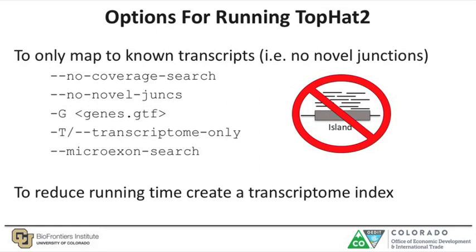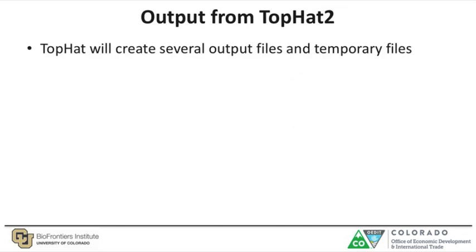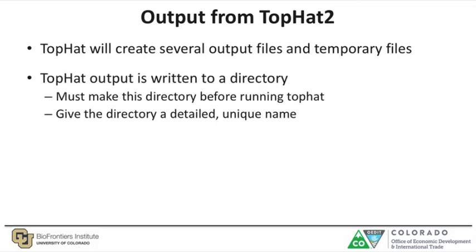If you do not build and save a transcriptome index separately, then TopHat will have to perform this step for every single run, which will take additional time. The last thing that we will discuss in this video is the output from TopHat. TopHat will create several output files in addition to many temporary files. TopHat will automatically output these files to a separate directory.